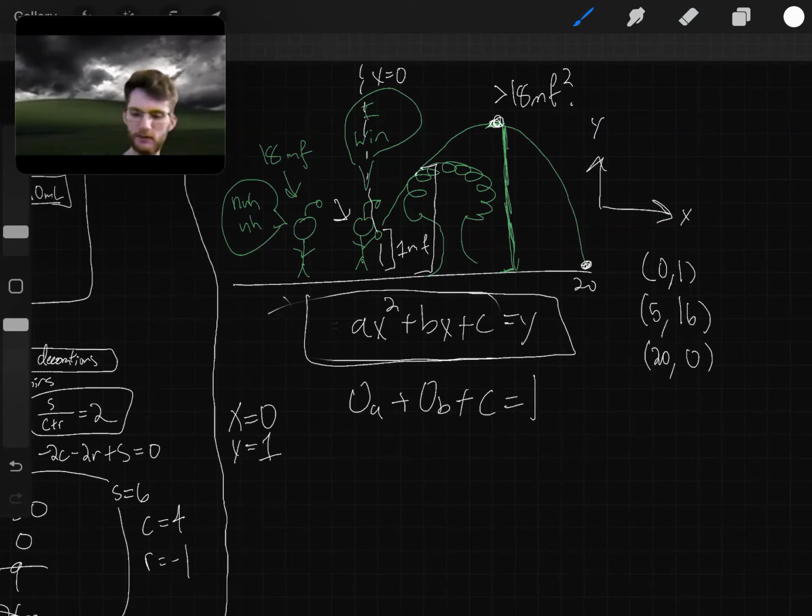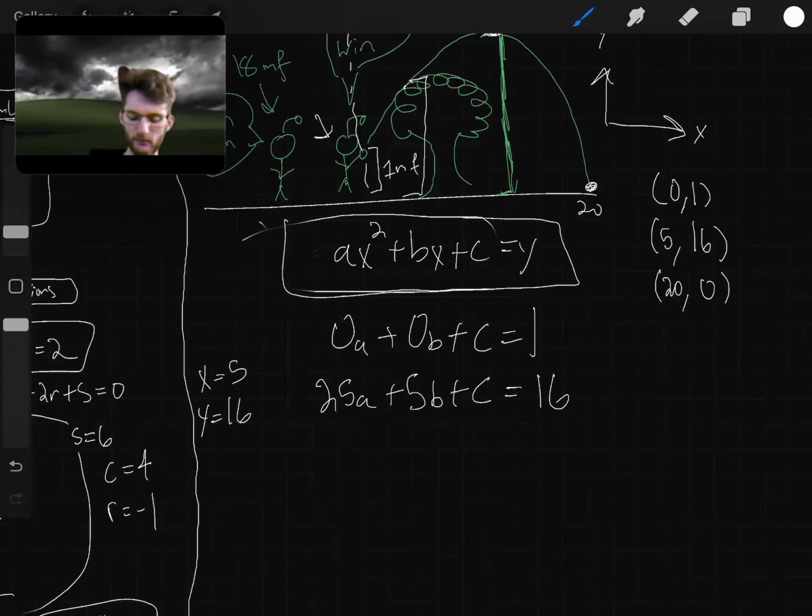Now for our next equation, x equals 5 and y equals 16. 5 squared is 25, so we can write 25a. Our next thing, x equals 5, so we have 5b. C does not change, and this is equal to 16.